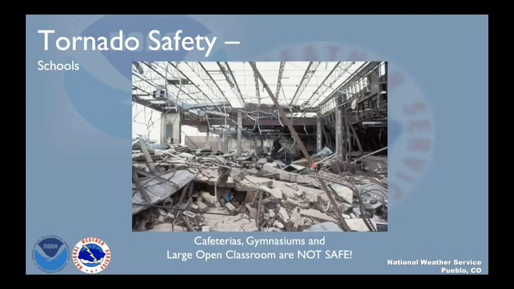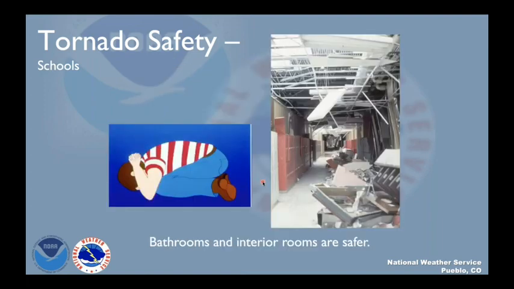Schools. We highly encourage you not to go into large open rooms like cafeterias, gymnasiums, and large open classrooms. They're not safe. They have the least amount of structural integrity. You see all the metal beams, they're still supported, but all this other stuff fell directly down. I'm not sure if this is one of the cases that people passed away during this, but it has happened before in Oklahoma. It's been on the news and everything. So you want to get into interior rooms that are well built.